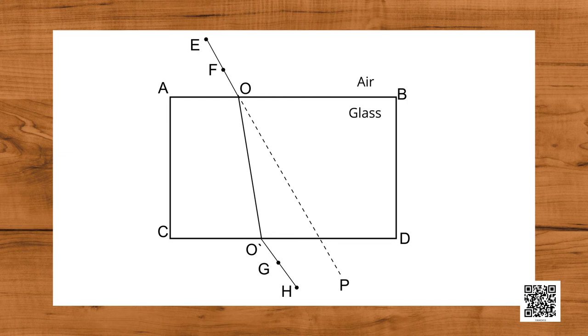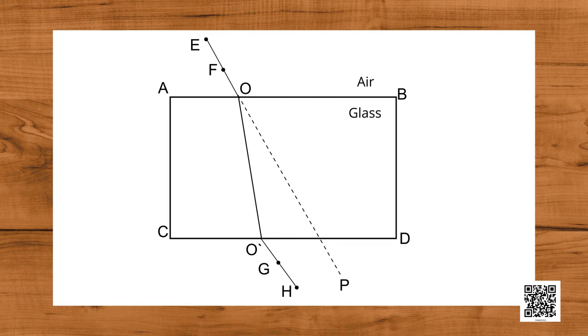The extent of bending of the ray of light at the opposite parallel faces AB and CD of the rectangular glass slab is equal and opposite. That is why the ray emerges parallel to the incident ray.